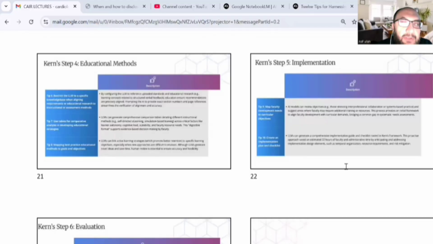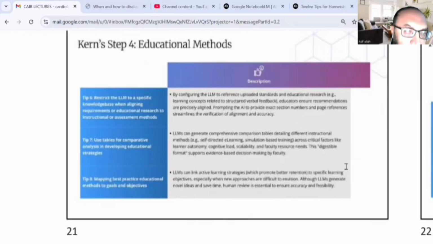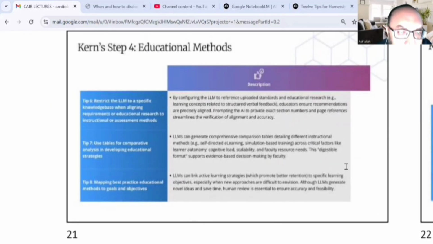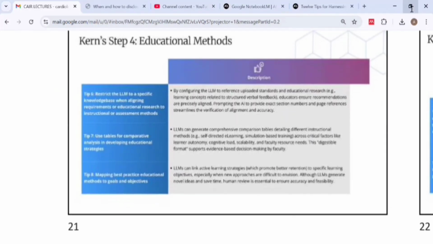We were on to the control steps, educational methods, and tip number 6 was to restrict the LLMs to a specific knowledge base when aligning requirements or educational research to institutional or assessment methods. Tip 7 is to use tables for comparative analysis and developing educational strategies.